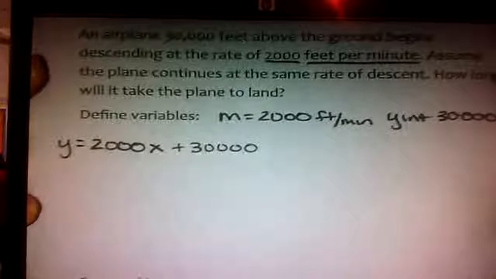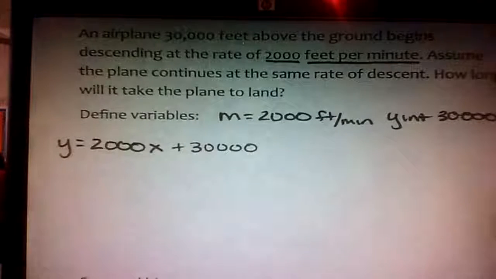I want to do math. Something needs to change here. How long would it take to finish? One of these values is wrong. 30,000? Yeah. What's wrong with it? It's feet per minute, down. Think about what your airplane is doing.